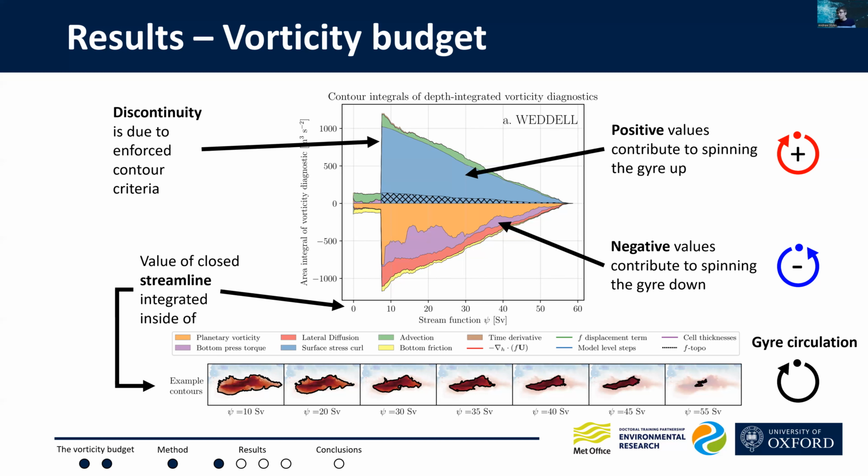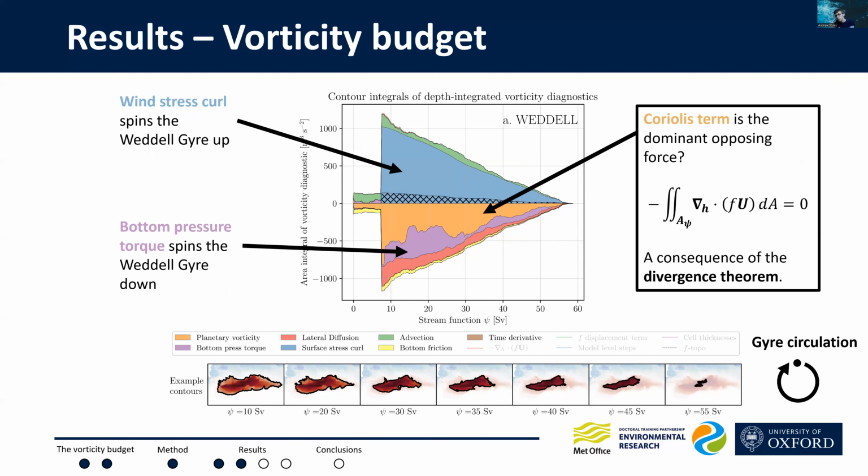Okay, so let's actually look at the physics of what's going on here. So we note that the dominant positive term is this blue contribution here, right? And this arises from the curl of the wind stress. So this is suggesting that wind stress is the primary mechanism for spinning that gyre up. So we could reasonably conclude that this is a wind-driven gyre.